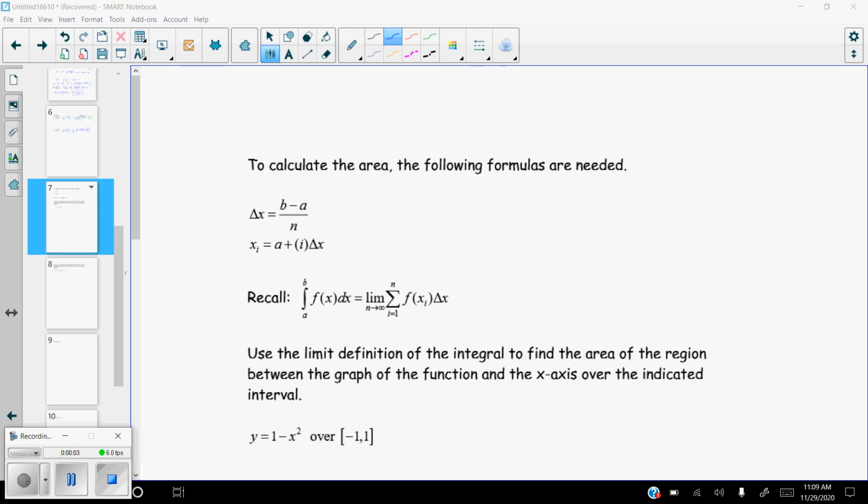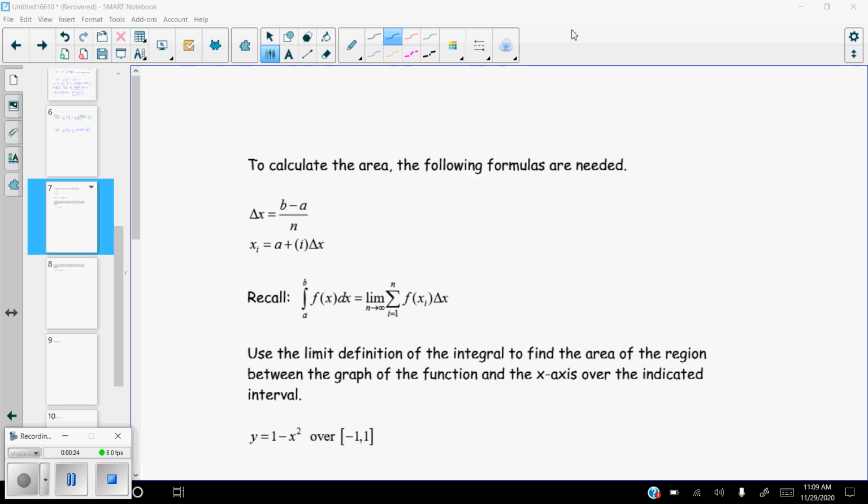Okay, this is section 4.2, video number 3. Everything that we've done in the previous videos has kind of led us up to this point. We have figured out how to find sums. We have figured out how to find the limit of those sums. And now we're actually going to use all of that to calculate the area.